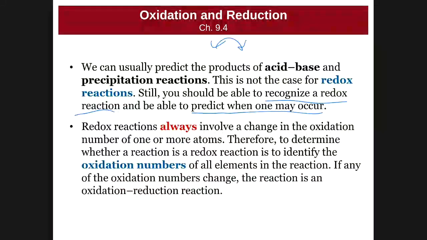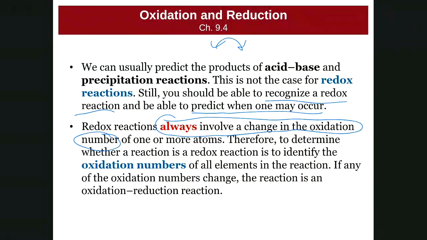All right, so the way that you can either predict one from reactants or recognize one from an entire reaction is that redox reactions always involve a change in the oxidation number of one or more of the atoms.